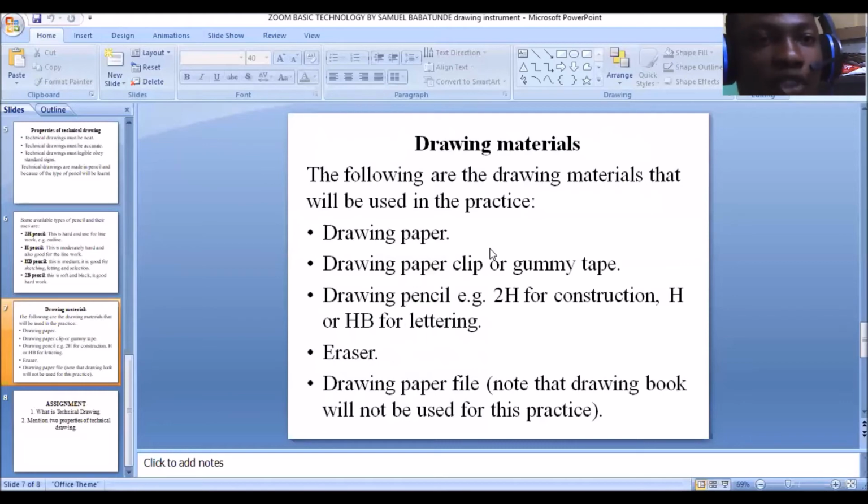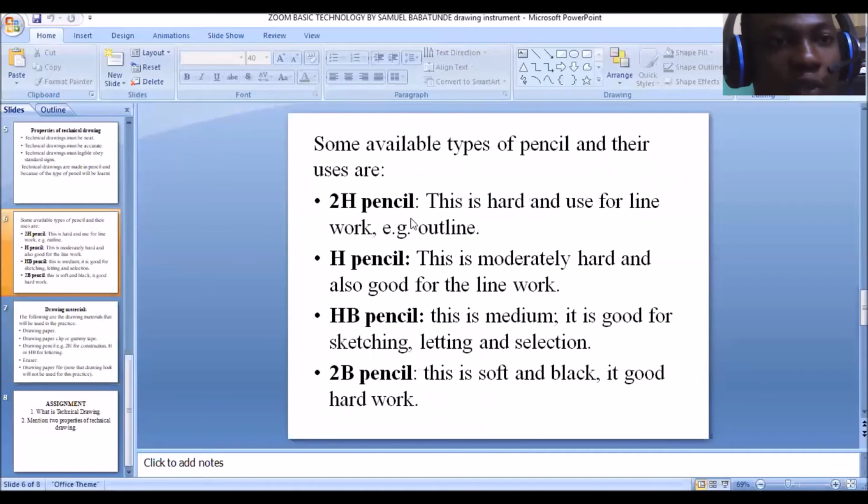Now, we have the drawing pencils like we've discussed. Drawing pencils are also drawing materials because they can be used up. If you remember, we've discussed the different types of drawing pencils that we have. We look at the 2H, which is the hardest and is used for making outline. We look at the H pencil that is moderately hard and also used for line work. Then we look at the HB pencil, which is the common pencil we use today for technical drawing. In fact, HB pencil is the most common pencil used for technical drawing.